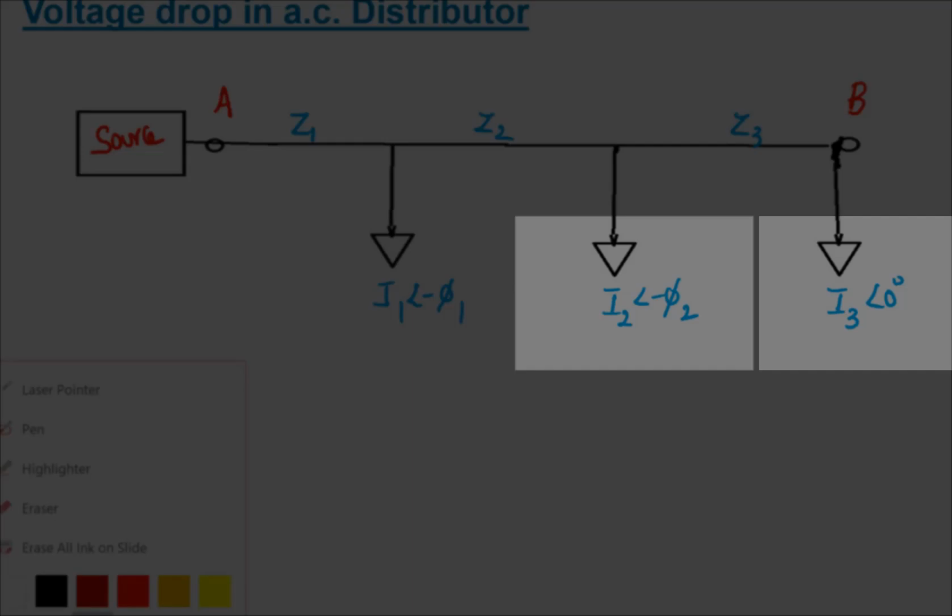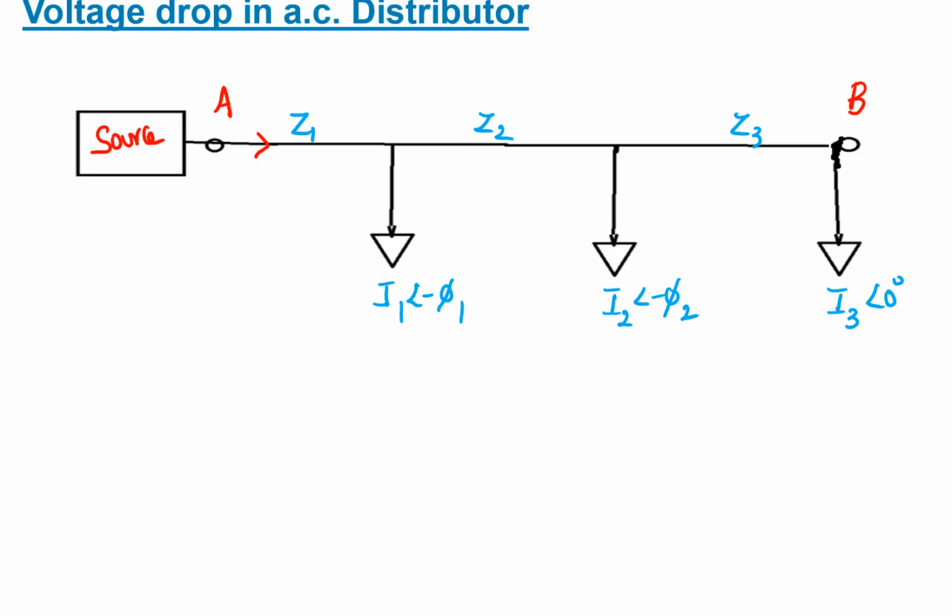Then the total current that is flowing through the impedance Z1 is how much? It is carrying the total current of I1 at an angle minus phi1 plus I2 at an angle minus phi2 plus I3 at an angle 0. So this total current will flow through the branch Z1.